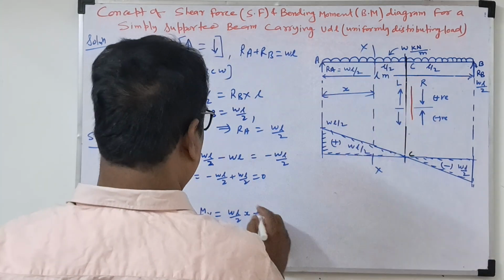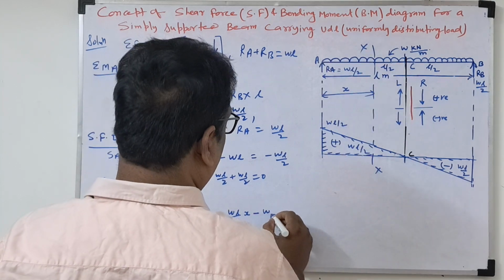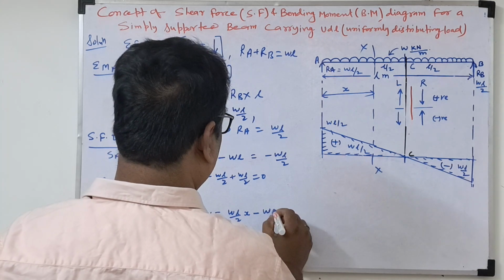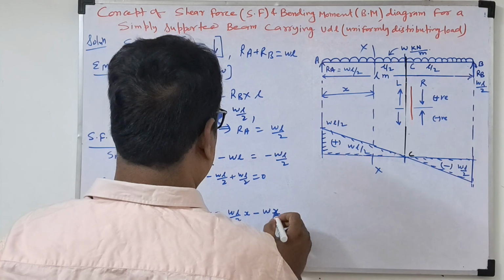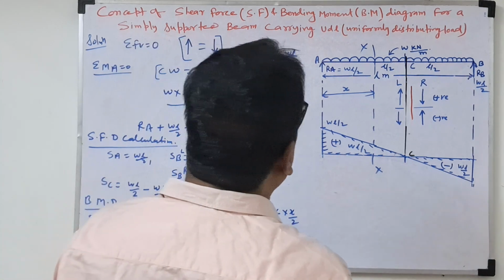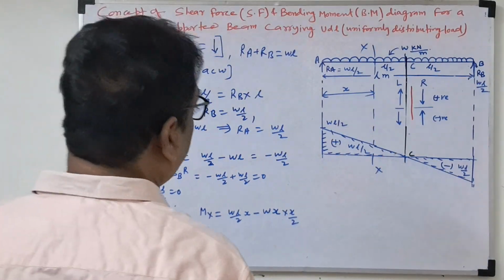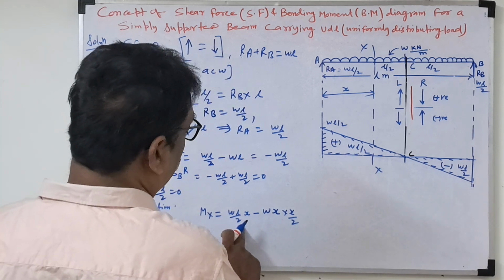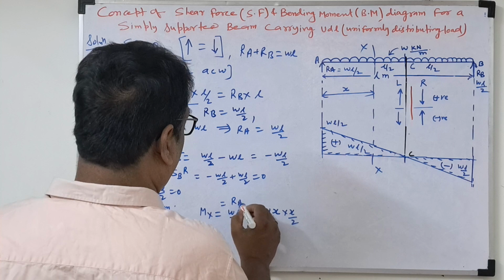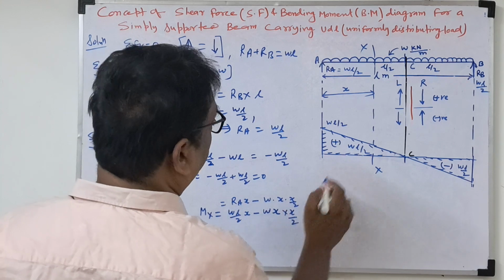So WL by 2 into X, then the UDL, W into L, W into X, W into X into X by 2. You can write this as RA into X minus W into X by 2, since RA is nothing but WL by 2.